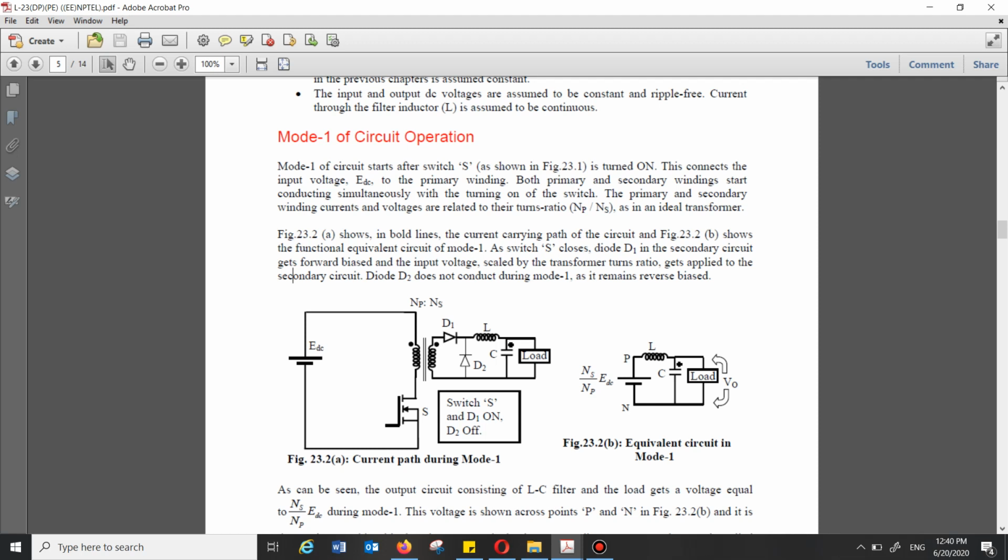Now we can see that figure 2.23.2a shows in bold line the current carrying path of the circuit, and this shows the functional mode 1. This is your mode 1, and the bold lines show the current carrying path. This is the bold line, this is the bold line. As the switch is closed, diode D1 in the secondary circuit gets forward biased. The input voltage scaled by the transformer turns ratio gets applied to the secondary, and diode D2 doesn't conduct during mode 1 as it remains reverse biased. Yeah, of course, the positive voltage is over here and it is reverse biased.